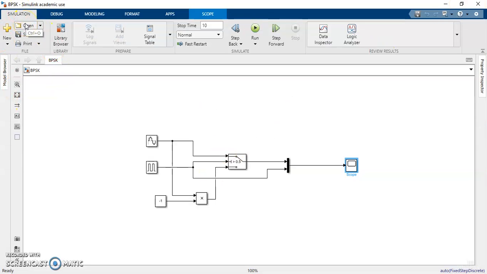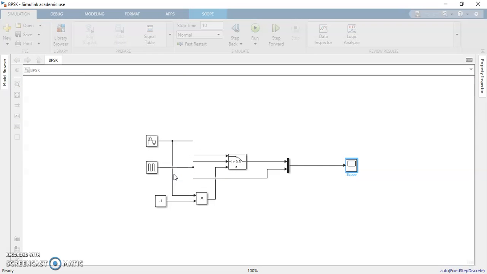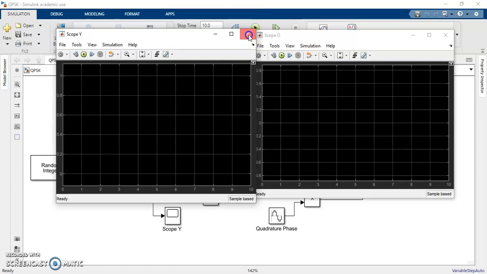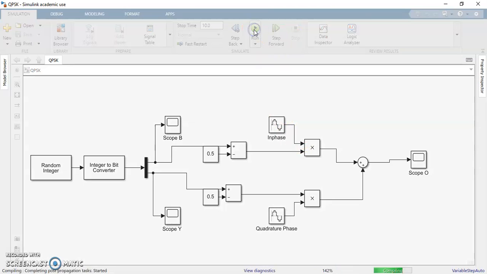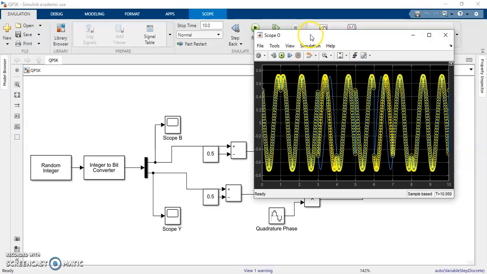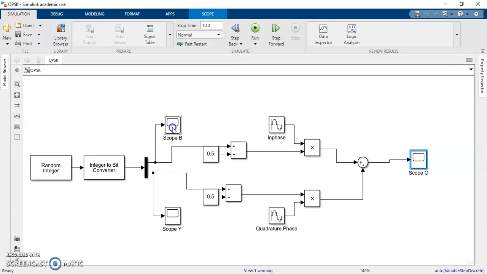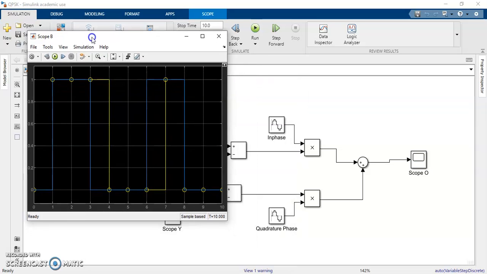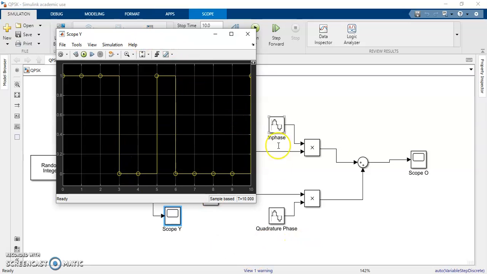Now let's move to the QPSK. This is the model of the QPSK signal, and now let's run it. So let's view the output. This is the output of scope O. Scope O means nothing but just the output of the scope, and this is the scope B. So over here we have to check the blue one, and this is the yellow one.